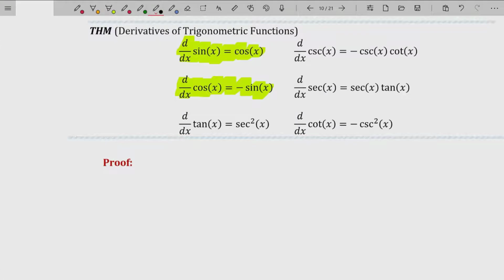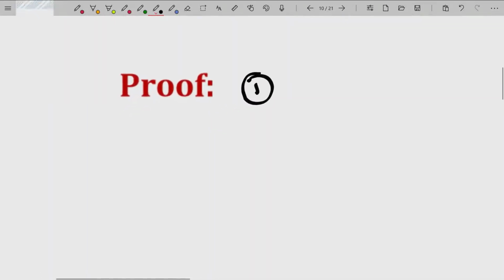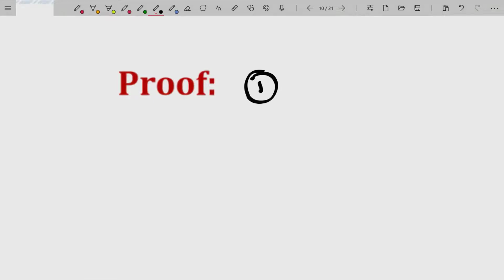But let's go ahead and prove that the derivative of the sine, I'm going to prove number one there, derivative of the sine is the cosine. And I'll probably assign something for my students to have them prove that the derivative of the cosine is the negative sine, or something like that. Negative sign, by the way. So the derivative with respect to x of the sine of x.